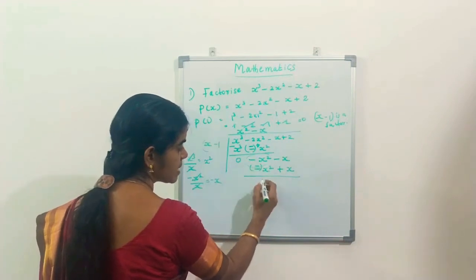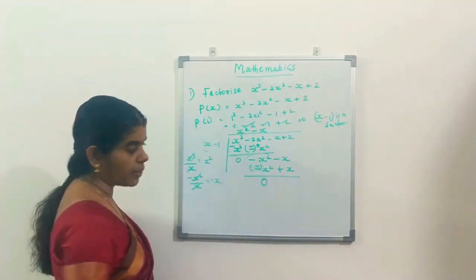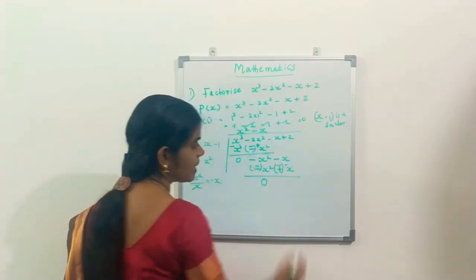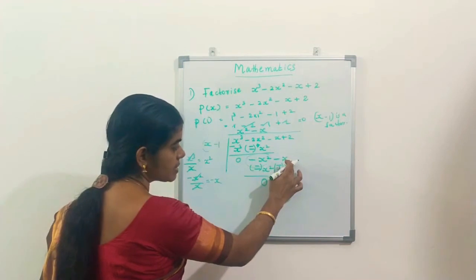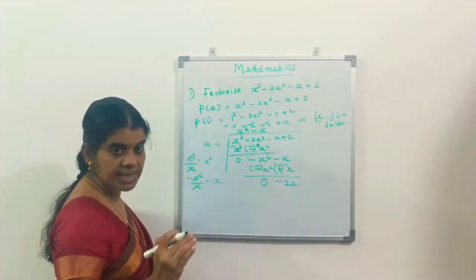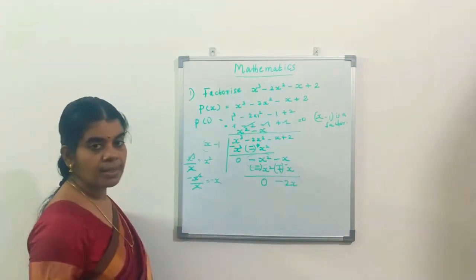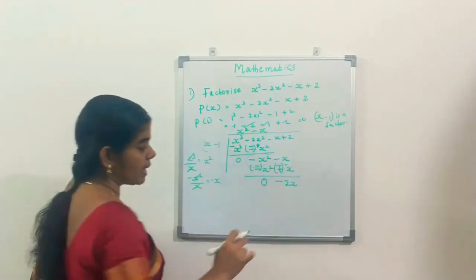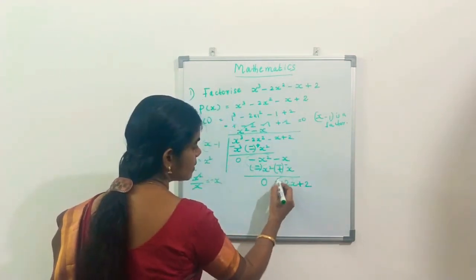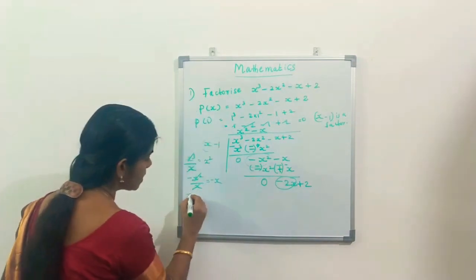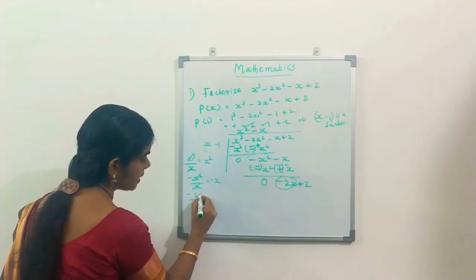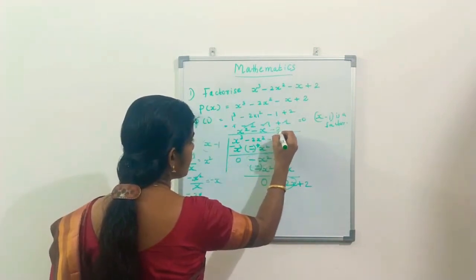Minus x square plus x square means this will become 0. Here one more minus will come. Minus and plus together means that will become minus sign. Then minus x minus x means minus 2x. Then write down the next number 2. Then again the first term will be minus 2x. Then minus 2x by x, we can cancel this. That will be minus 2.